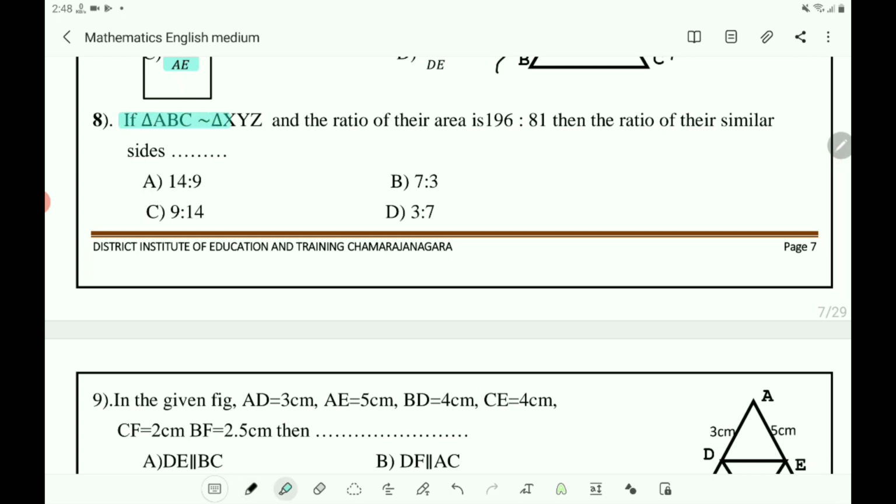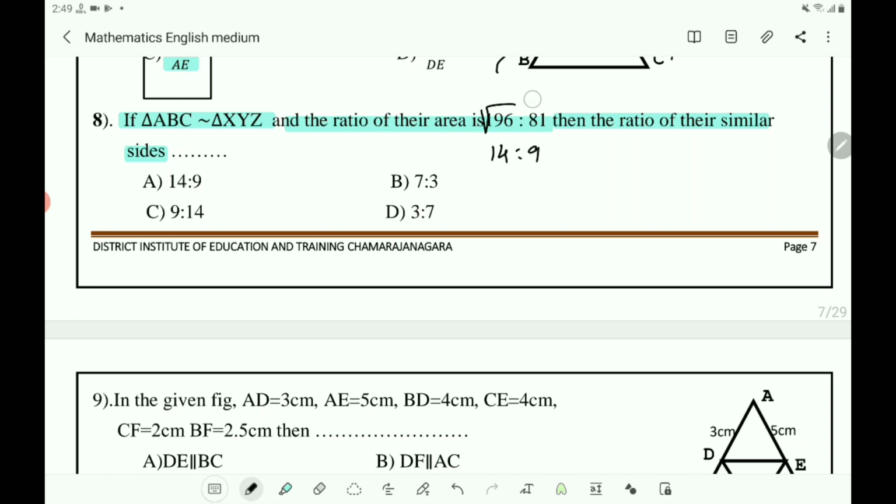If triangle ABC is similar to triangle XYZ and the ratio of their areas is 196:81, then the ratio of their similar sides. These types of questions are solved many times. So here the ratio of their areas is given. To find the ratio of their corresponding sides, take the ratio of the square root of 196 to the square root of 81. What is the square root of 196? That is 14. The square root of 81 is 9. Children, you must know the square roots also.